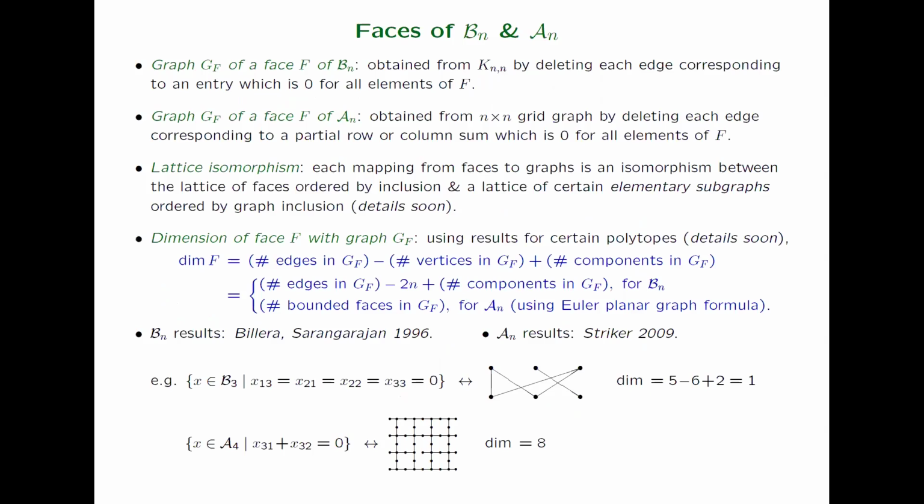And we now proceed to look at the faces. So this is the task that I've indicated here. And we express the characterization of the faces also in terms of graphs, because that will turn out to be useful. So a face F of B_n, we associate with a graph G_F, which we obtain from the complete bipartite graph K_{n,n} by deleting each edge which corresponds to an entry which is 0 for all elements of F.